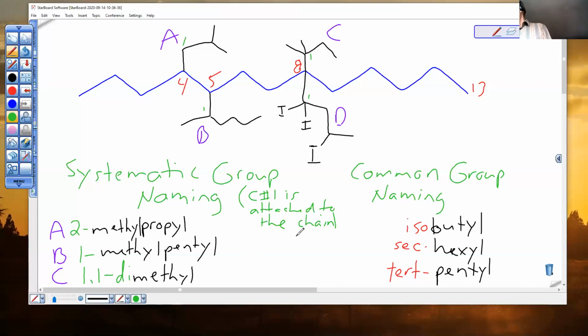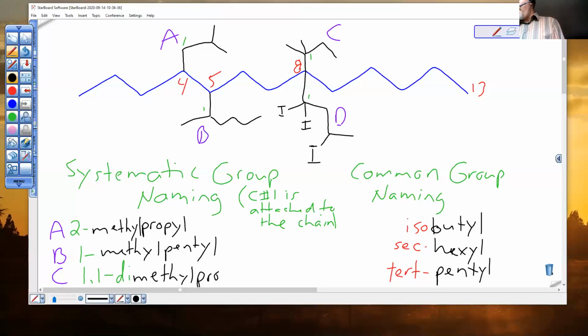And the longest chain in that group, 1, 2, 3. I know you're saying, wait, the longest chain is 4. 1, 2, 3, 4. Remember this. C number 1 is attached to the chain. You start 1 there. Count as long as you can. 1, 2, 3. Go that way. Don't go this way. 1, 2. That's not as long. So you have a new stipulation that restricts how long your chain can be. 1, 2, 3. So it's a propyl.